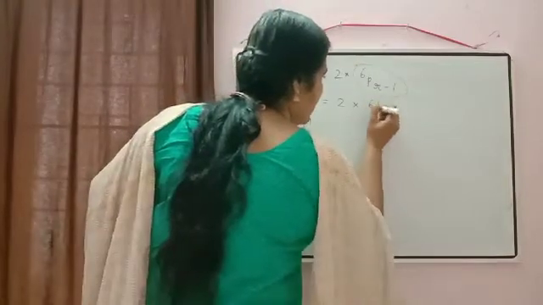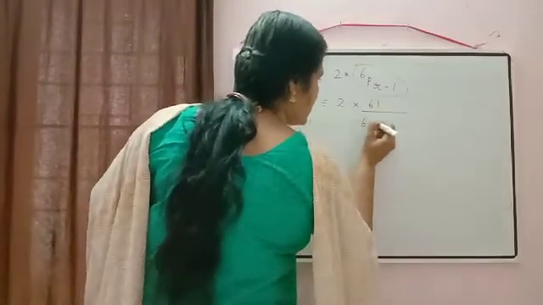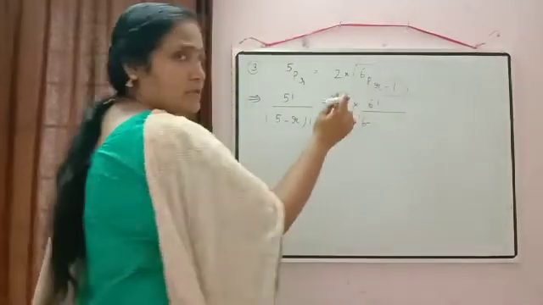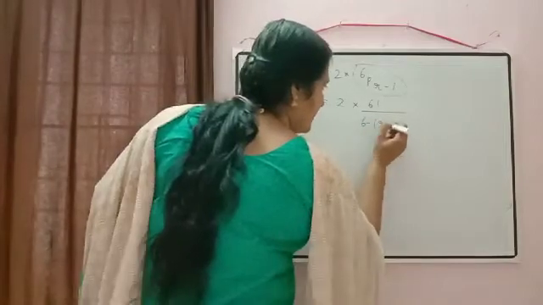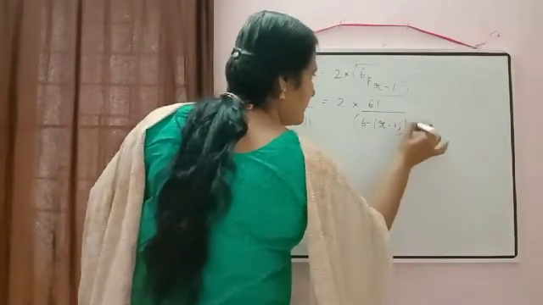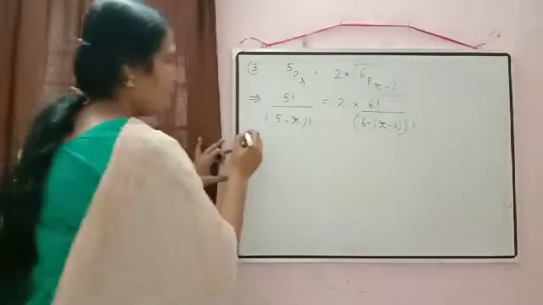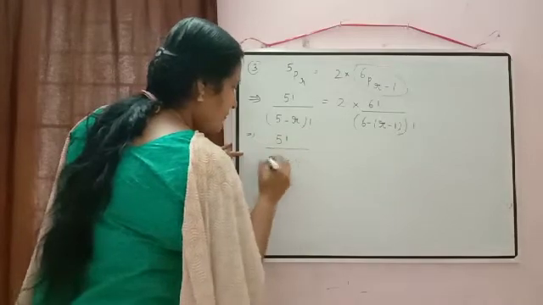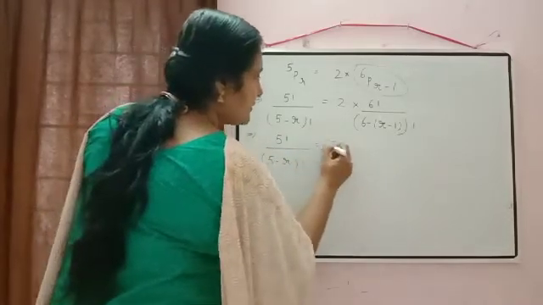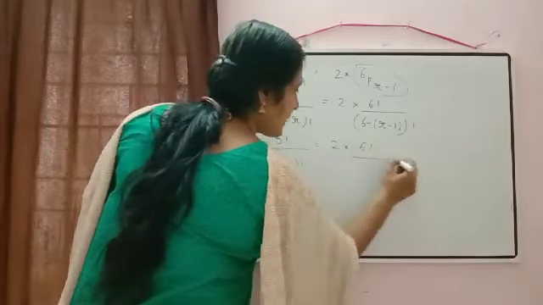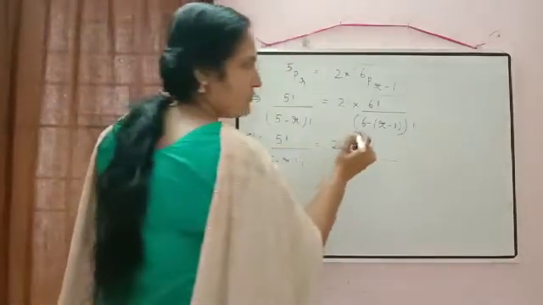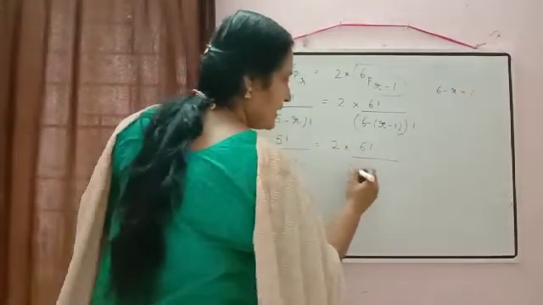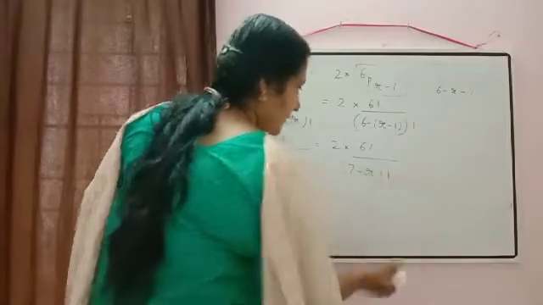6P(r minus 1) can be written as 6 factorial by (6 minus (r minus 1)) factorial. Whenever a negative sign is there and after the negative sign you have two expressions, then put the bracket there. Now we will open that bracket. Then we will get here 5 factorial by (5 minus r) factorial is equal to 2 into 6 factorial by, when we open the bracket, what will come here? 6 minus r plus 1. So we will get here (7 minus r) factorial.